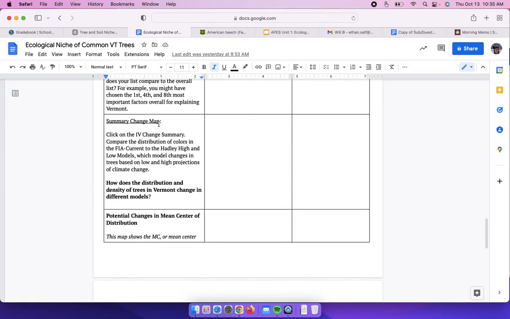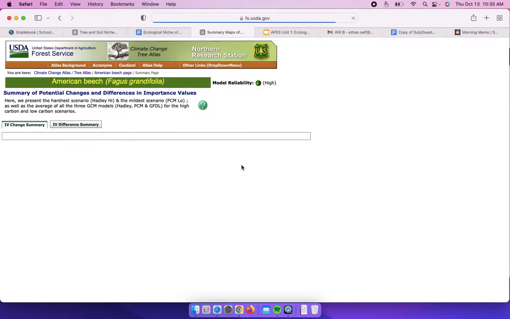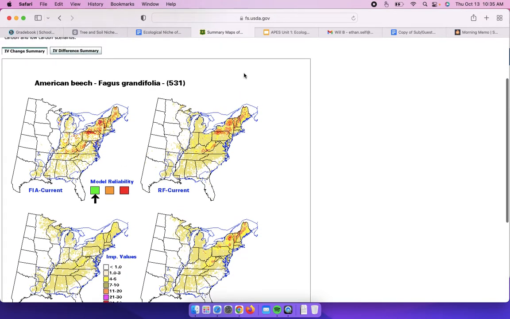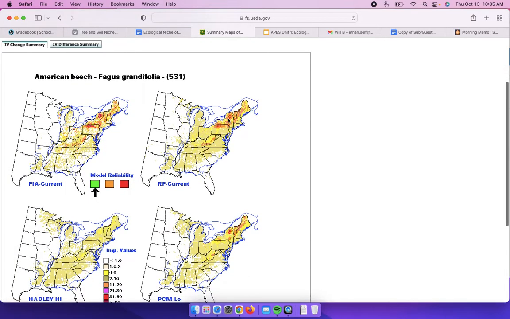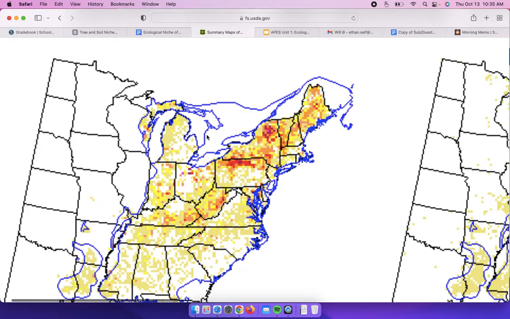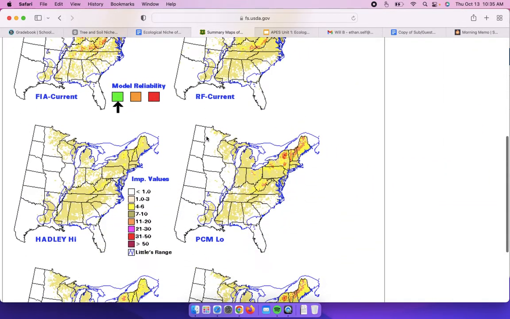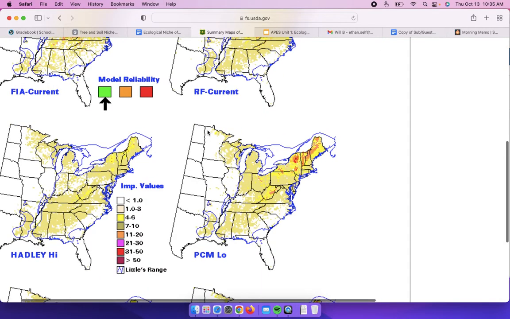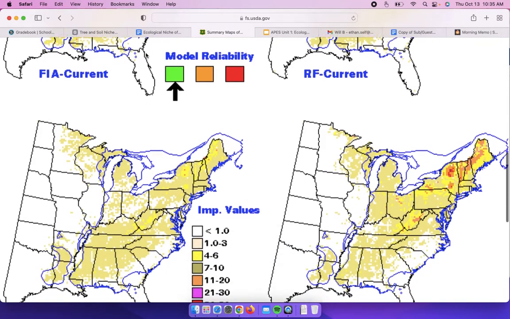We then can look at the summary change map, and the summary change map is going to be over here. And I believe we're going to be looking at the differences between the FIA current to the Hadley high and Hadley low. So this is the FIA current that's showing the current distribution of birch trees throughout the state. The colors are a little bit different. And we're going to then look at the importance values for the Hadley high and Hadley low in terms of how these colors and these distributions change.